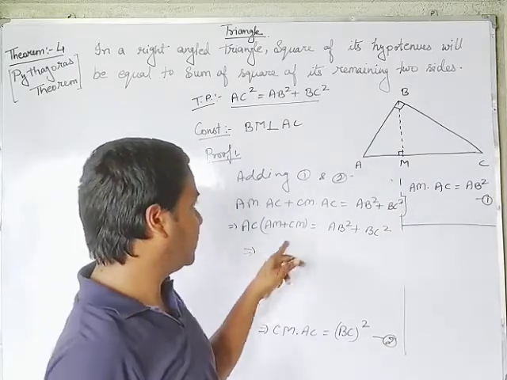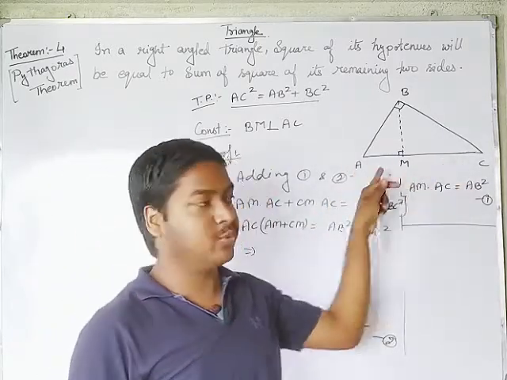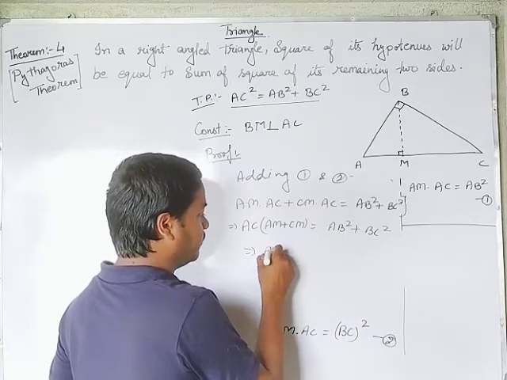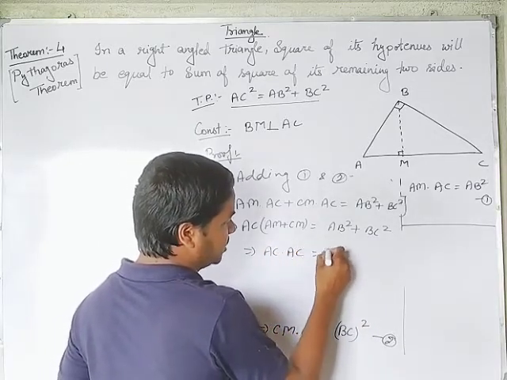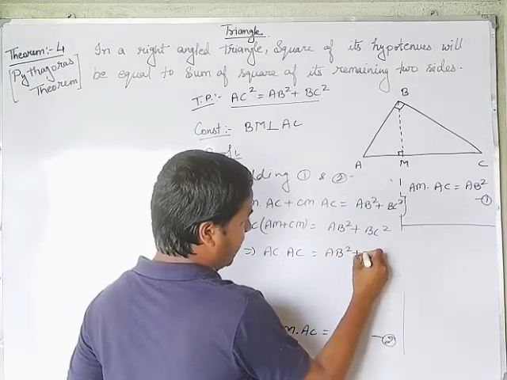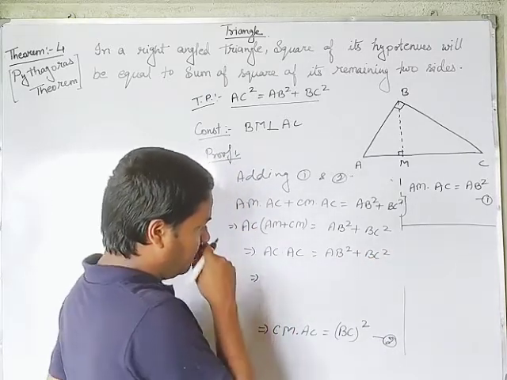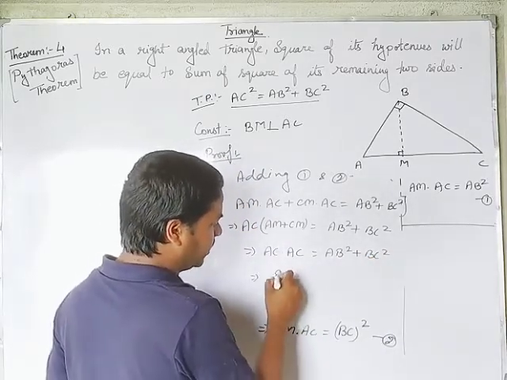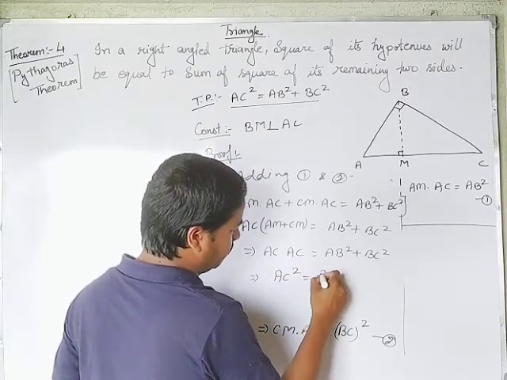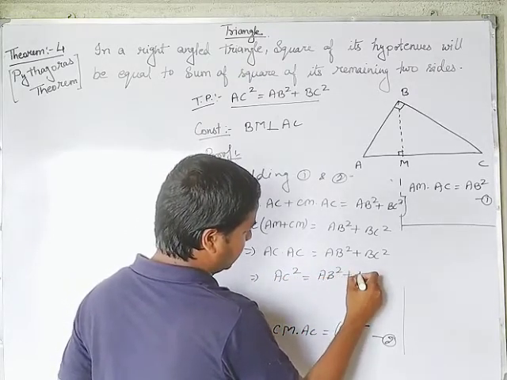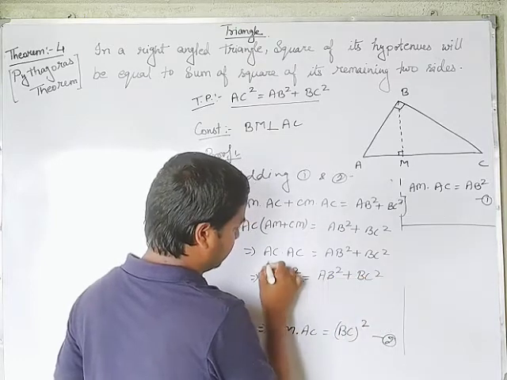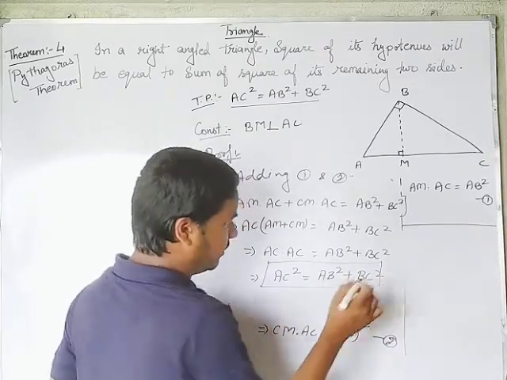Now, just see AM plus CM. On adding both, it will become AC. AC into AC is equal to AB square plus BC square. On multiplying, we will get AC square is equal to AB square plus BC square, and hence it's our proof.